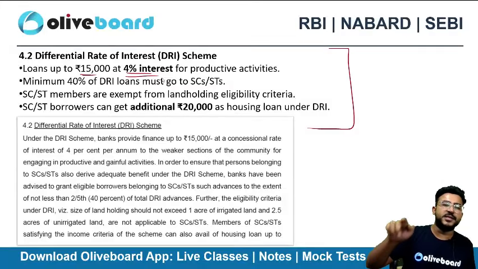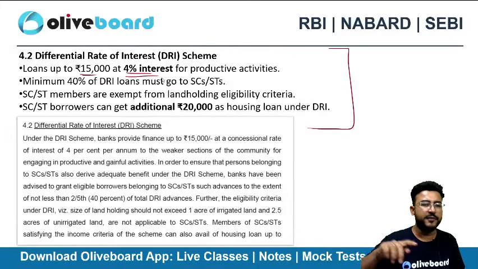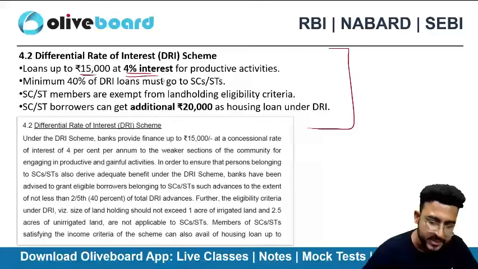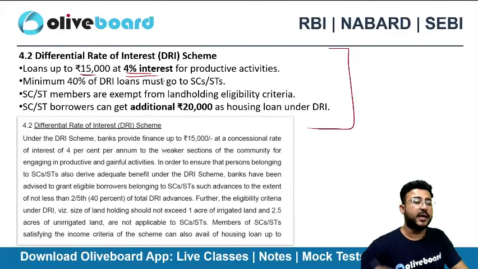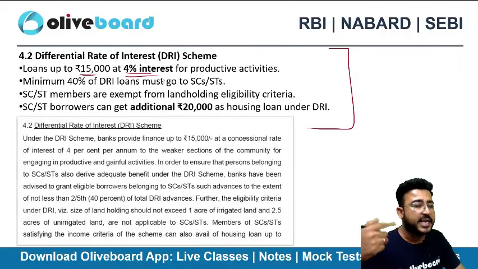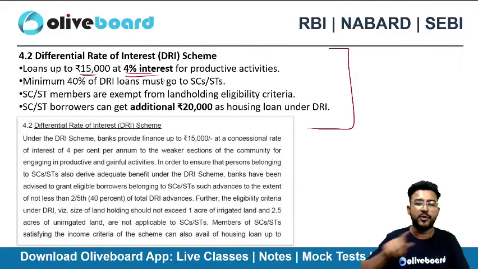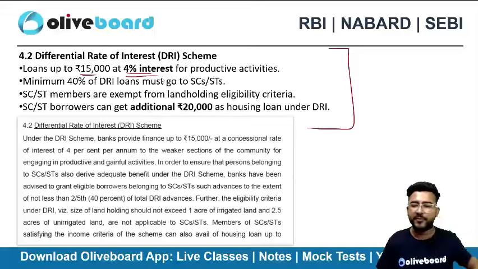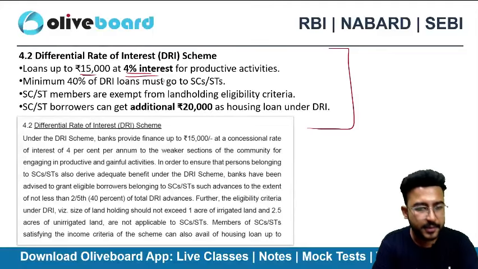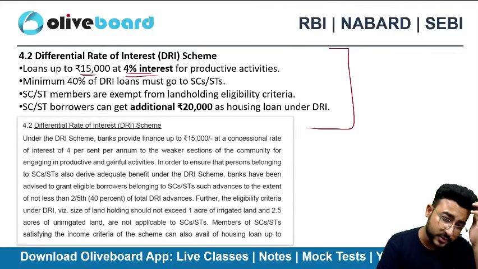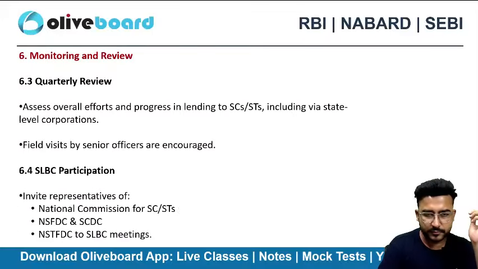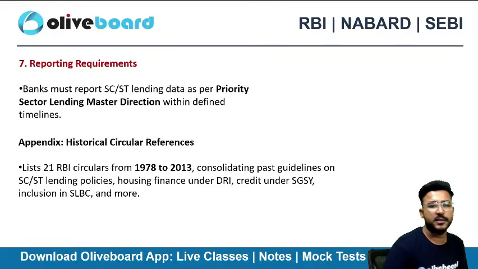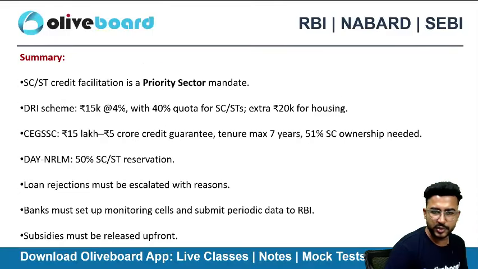Then a minimum of 40% of all the DRI loans, differential rate of interest loans, must go to SCs and STs specifically. SC and ST borrowers can get an additional 20,000 as a housing loan under this scheme. This is apart from that limit of 15,000, right? Yeah, that's what the major updates are in this circular. Summary pointers are also given for you.